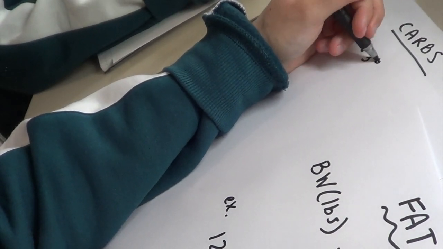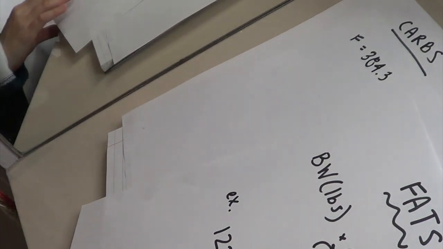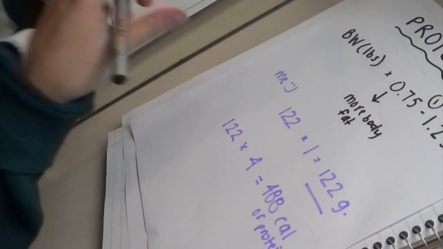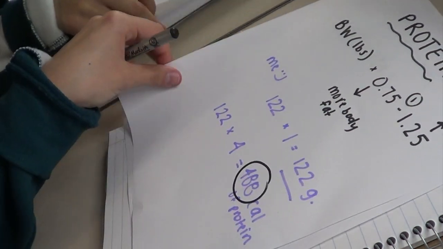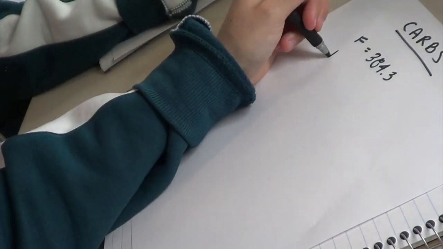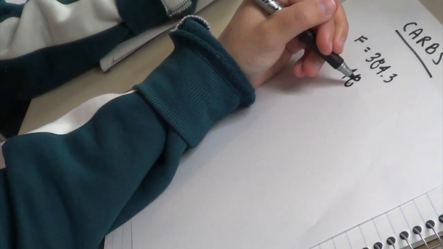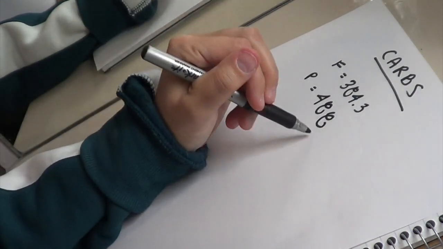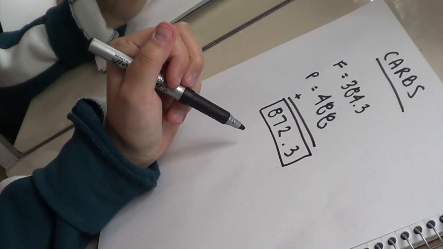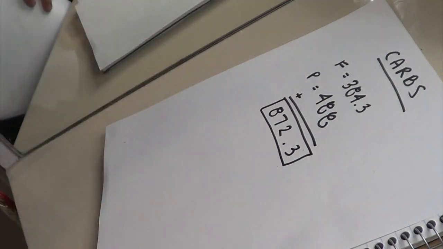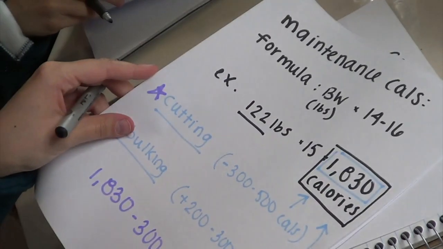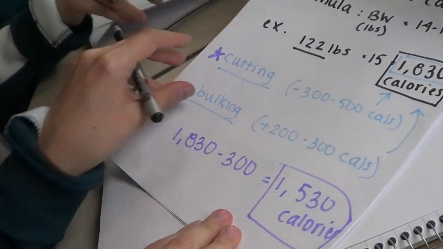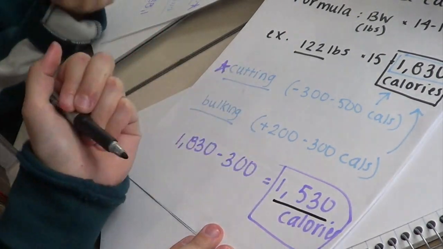Fat was 384.3. Okay, and then we're going to go back to get our protein, and we're going to use the number that was the calories for protein. We're going to add those numbers up, so that is your total calories with fats and protein. Then we're going to go back even further to when we calculated our maintenance calories, and I found that my calories for my cut are going to be 1,530.